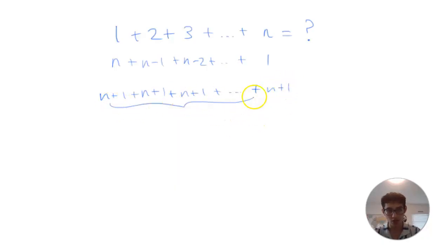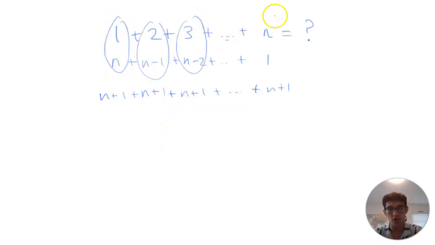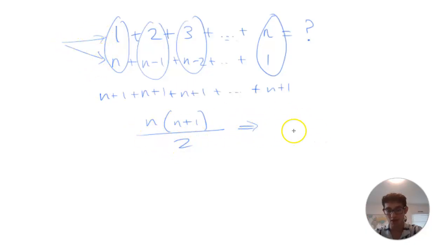But how many times do we do this? We can just write this as multiplication, right? Well, there's 1 pair, 2 pairs, 3 pairs, all the way until n pairs. So there are n of these. So it's n times n plus 1. But remember, we added the same thing twice. So we have to divide by 2. And that's our answer. n times n plus 1 divided by 2. That's pretty famous. That's pretty easy, even, you might think.